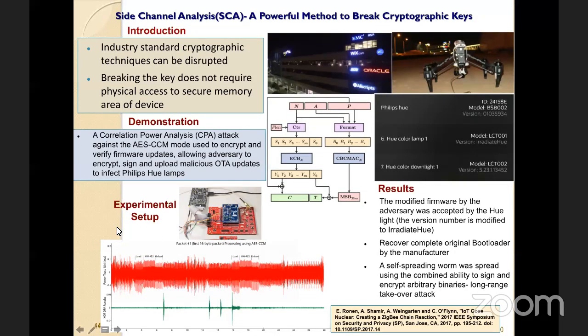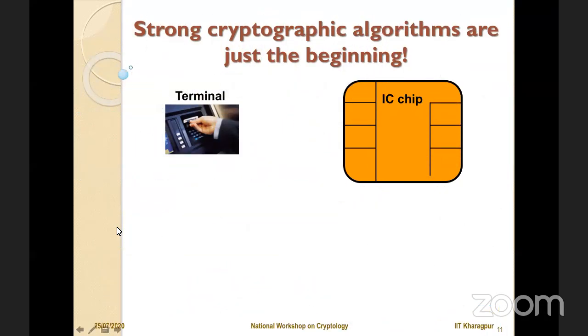So this brings me to this particular slide, which says that yes, we need strong cryptographic algorithms, but strong cryptographic algorithms are just the beginning. We also need very strong cryptographic engineering. If you take, for example, a smart card on which you have a nice cryptographic algorithm protecting your secret key.